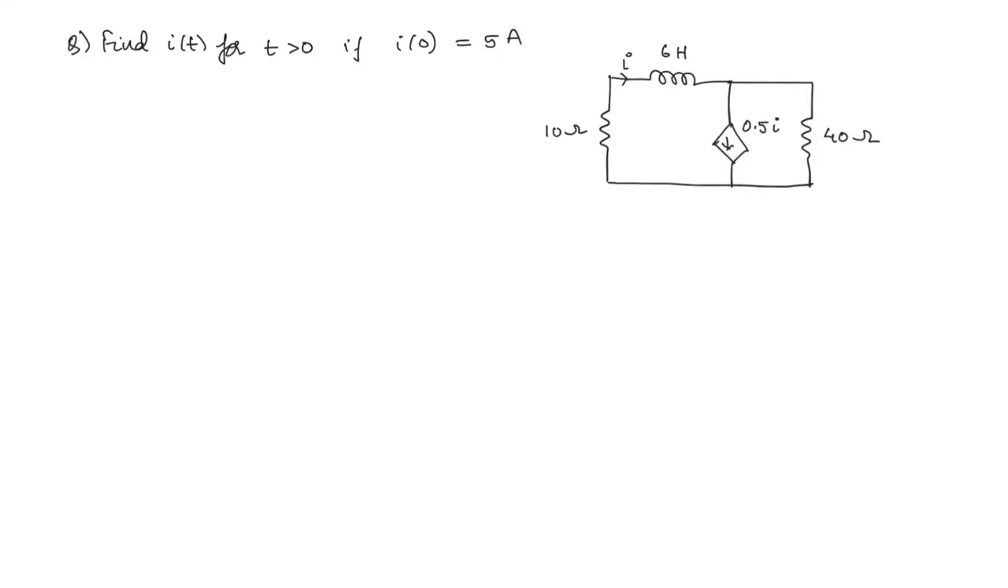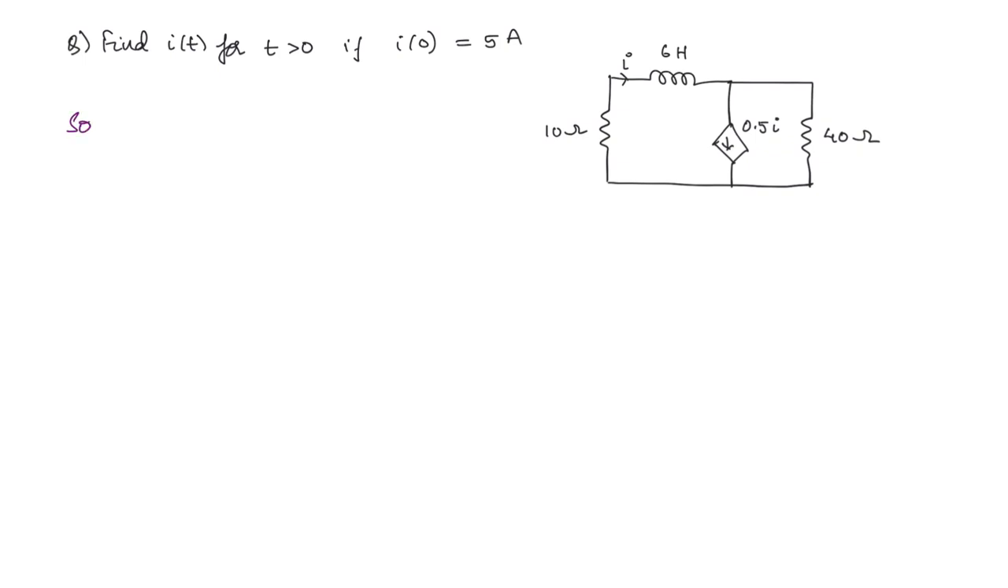So we will solve a few problems. Find I of t for t greater than 0 if I of 0 is equal to 5 amperes, right? So here we have a dependent source. Now before I solve the problem, you can pause the video and you can first try it out for yourself. That way it will be a more effective learning, right?